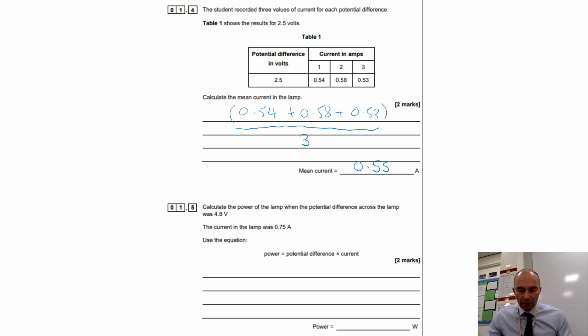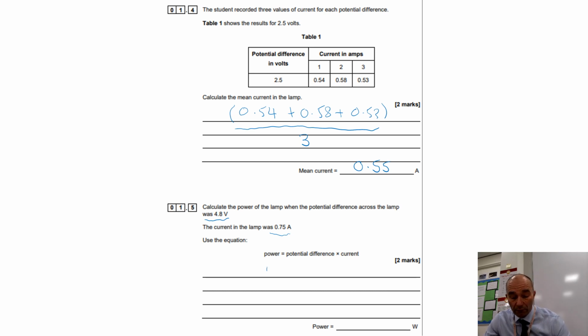And then 1.5, calculate the power of the lamp when the potential difference across the lamp was 4.8 volts. The current in the lamp was 0.75 amperes. Now the great thing about this, they give you the equation. Now I would get a highlighter pen out here and mark the fact that we've got the current. We've also got the potential difference of 4.8 volts. We need to calculate the power.